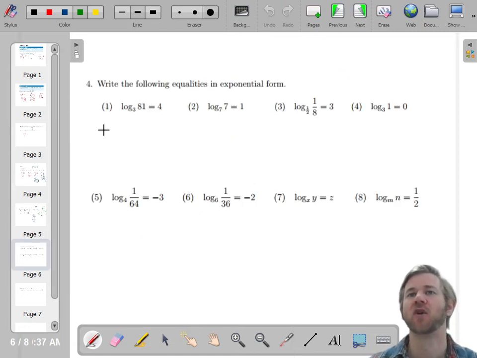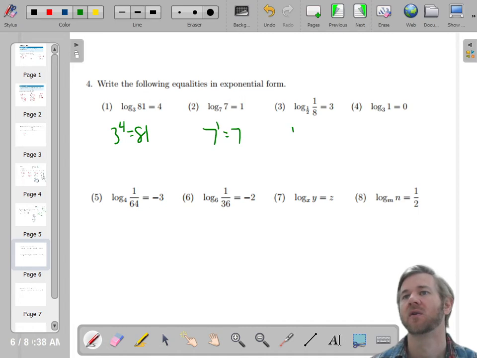All right, exponential form. All we're doing is rewriting these. There's not even anything to solve for the first few. 3 to the 4th equals 81. That's true. 3 to the 4th is 81. 7 to the 1st is 7. Yeah. 1 half to the 3rd is 1/8. Yeah. 1 cubed is 1. 2 cubed is 8. Okay.